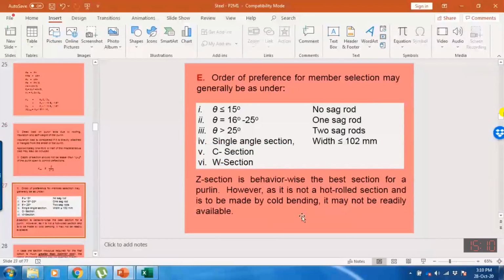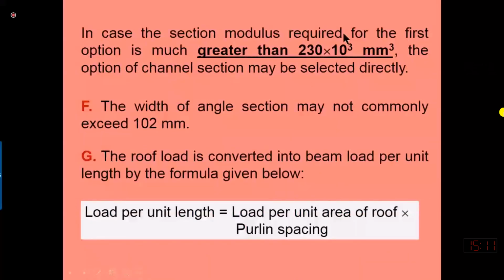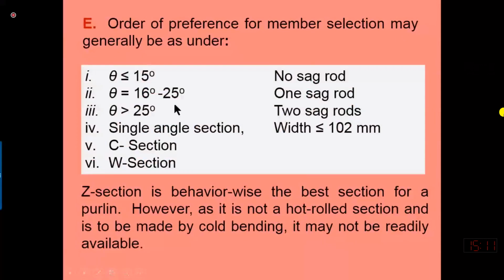Next, in case the section modulus required for the first option is greater than 230 × 10^3 mm³, then the option of a channel section may be selected directly. We say that first we will compute the required section modulus for a single angle. If the section modulus is more than 230, we will not select the angle section. We will directly select the C section, because if the section modulus is more, a single angle section will not be good for a purlin.